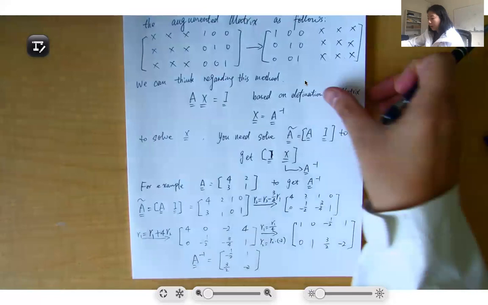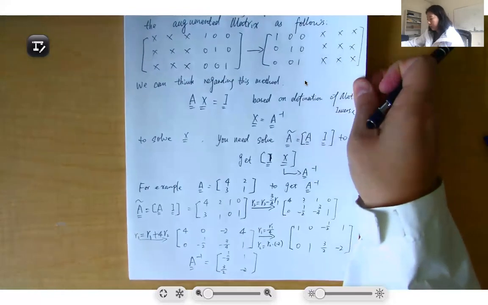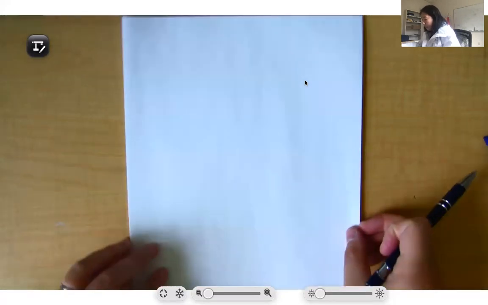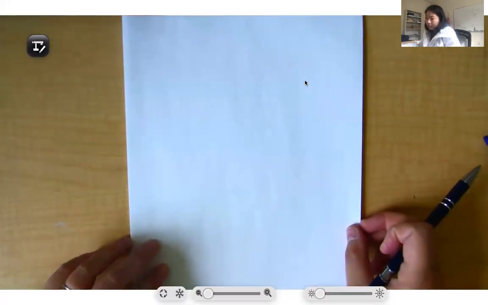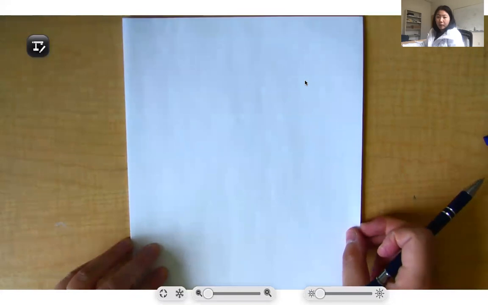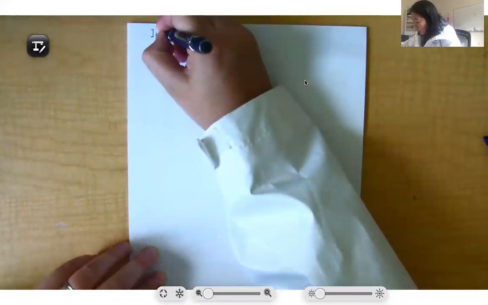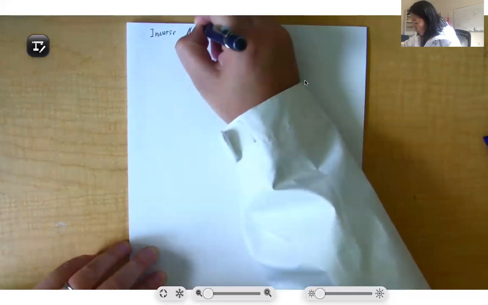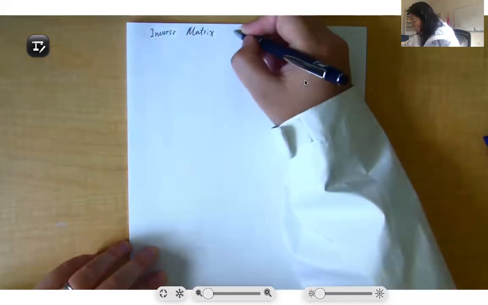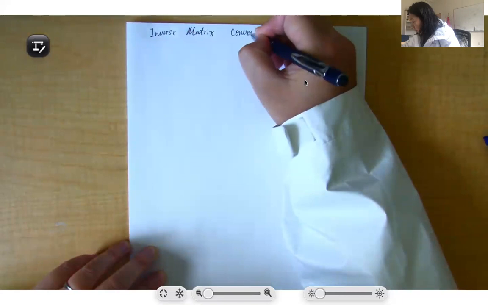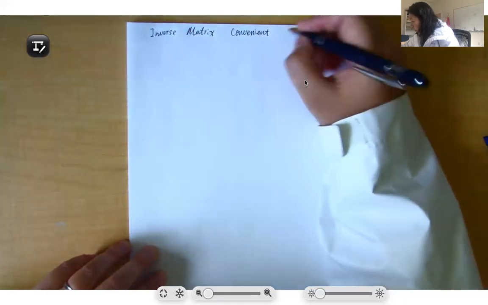And there are some properties of the inverse matrix. Or you can say some convenient relationships for the inverse matrix.